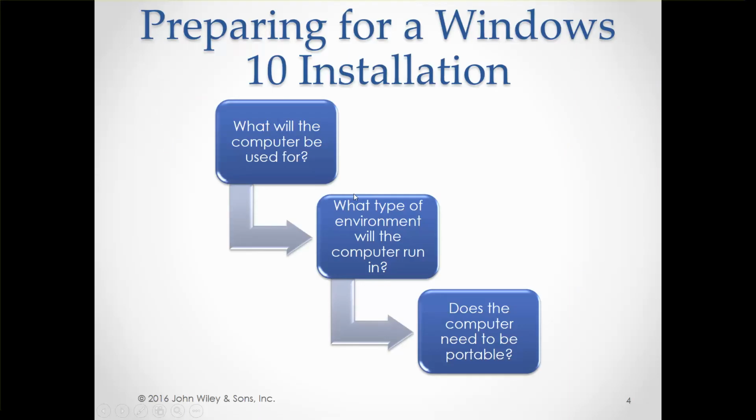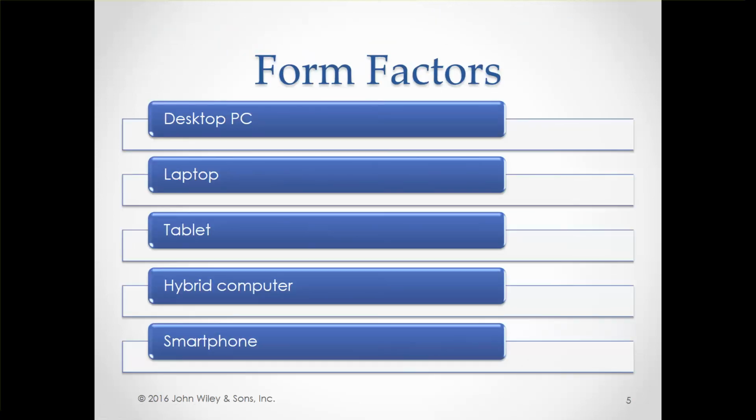Now, when we're actually preparing for a Windows 10 installation, there are 3 questions we have to ask. 1, what is the computer going to be used for? Next, what type of environment will the computer run in? And third, how does the computer need to be portable? There are different form factors we need to look at, whether it's a desktop, a laptop, a tablet, a hybrid, or even a smartphone, because we see Windows 10 in each of those.